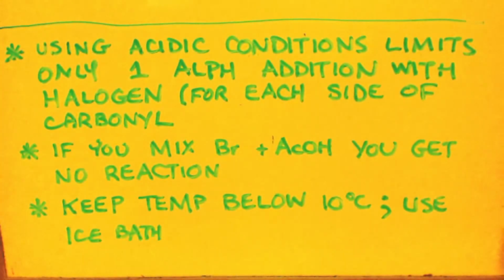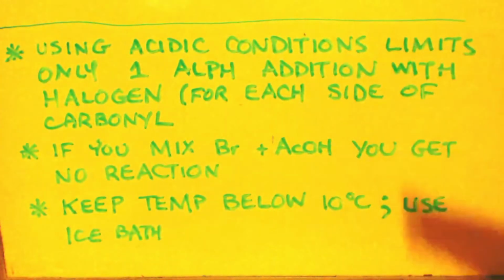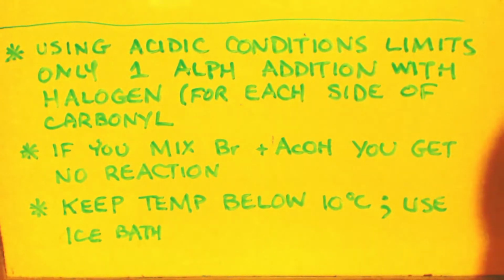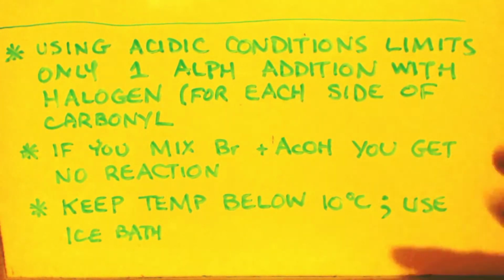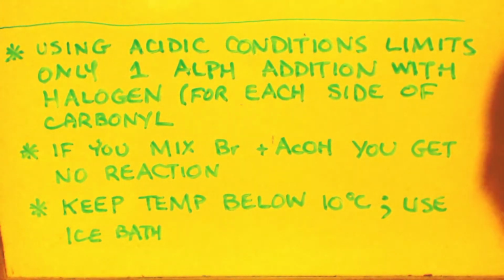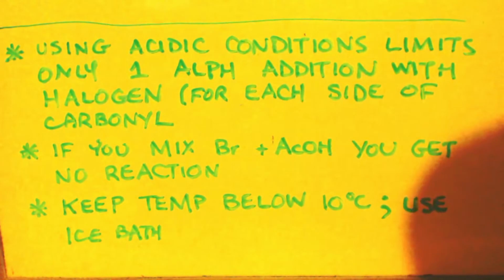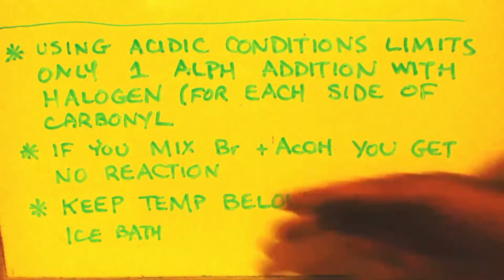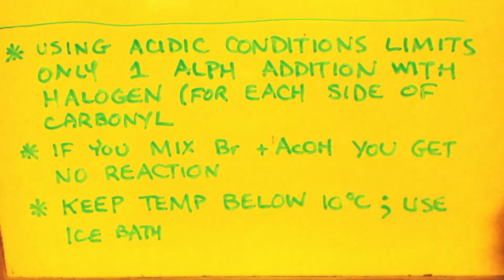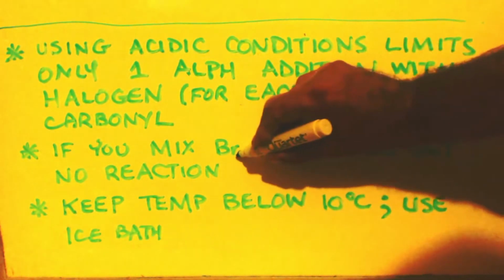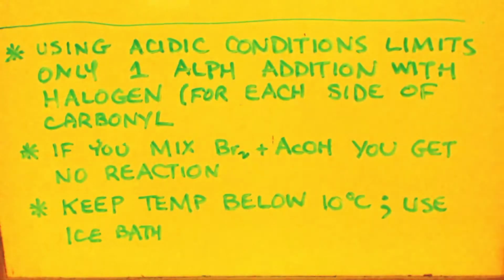Alright, so like I said, it likes acidic conditions. It limits it to only one alpha addition with each halogen, for each side. Like I said, if you put in double the amount of halogen you need, you're going to get an alpha addition on both sides of the carbonyl, most likely, I guess. If you mix bromine and acetic acid, you get no reaction, okay?